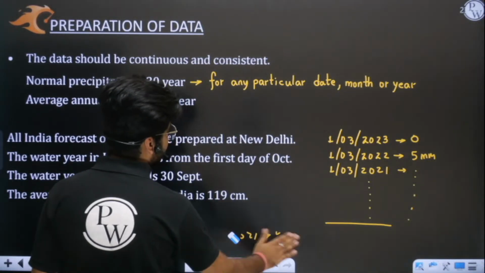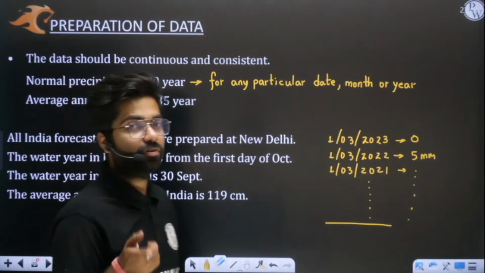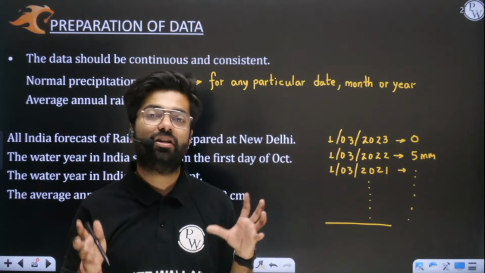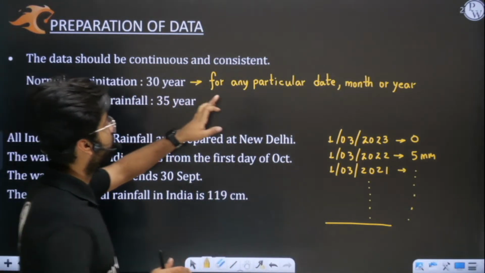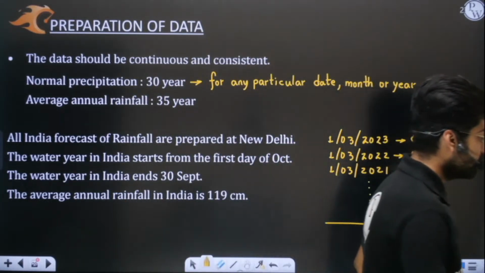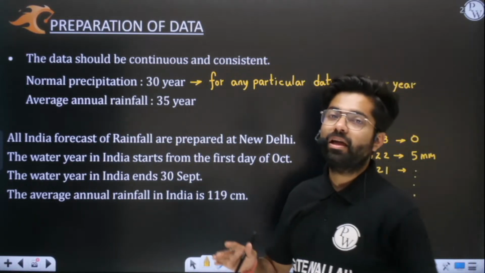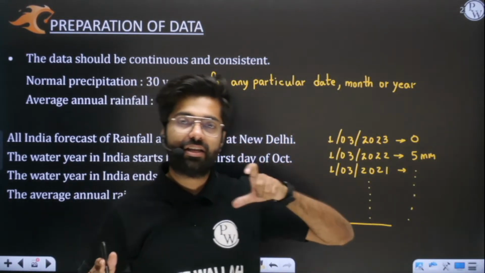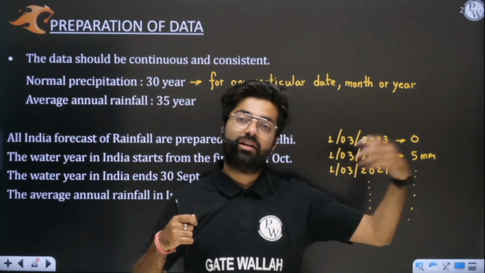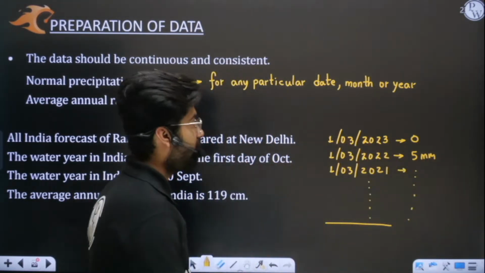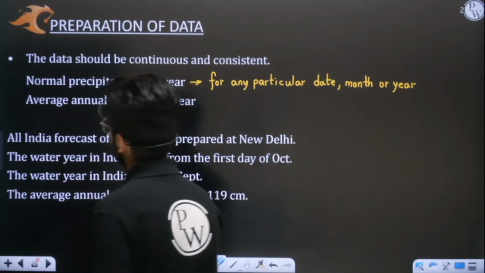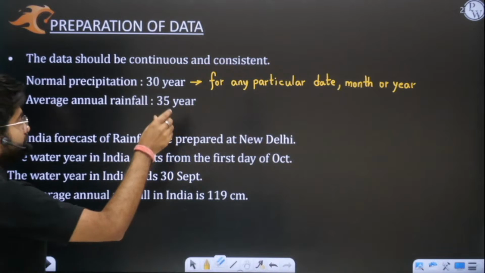Yes or no? And if you are taking yearly averages for the last 30 years and you are taking the average, that will be normal precipitation for the particular year. Okay, I hope this is very, very clear to you. So we can take the average for a particular date, for a particular month, and also for yearly rainfall, for the last 30 years. So in normal precipitation, we can take the average for a particular date, month, or year.